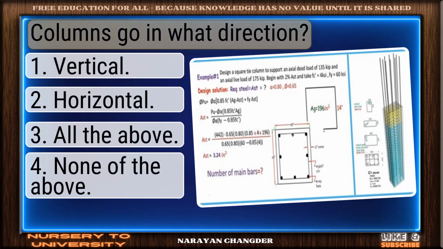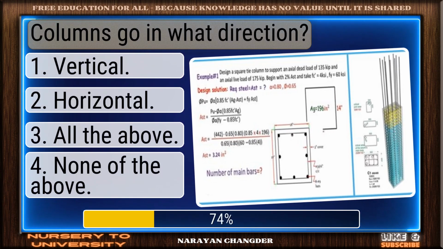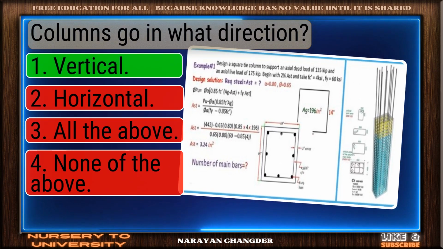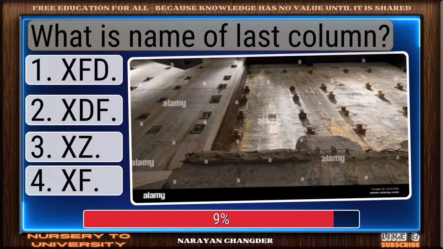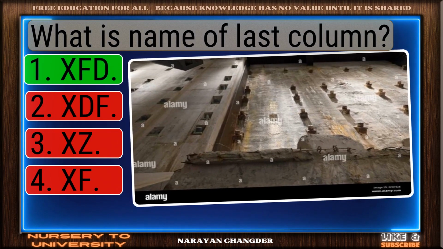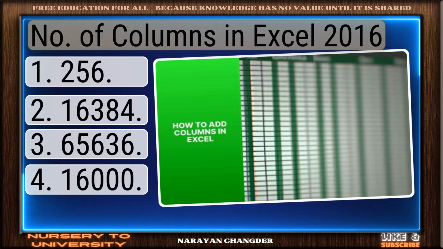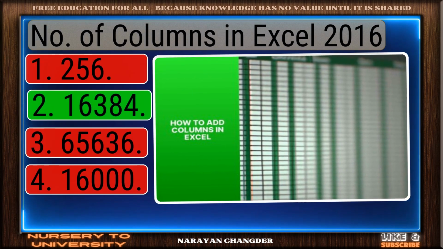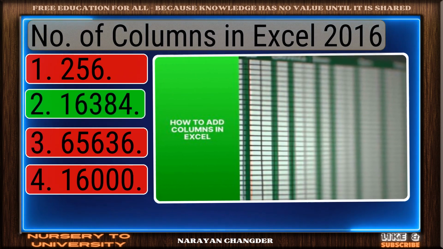Columns go in what direction? Bravo. Vertical is the answer. What is name of last column? You got it. Your choice FD is right. No of columns in Excel 2016. Strong choice. 384 is the right answer.